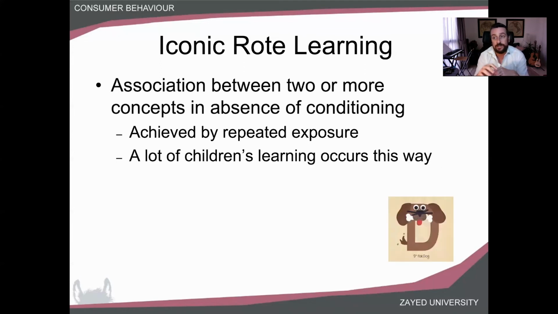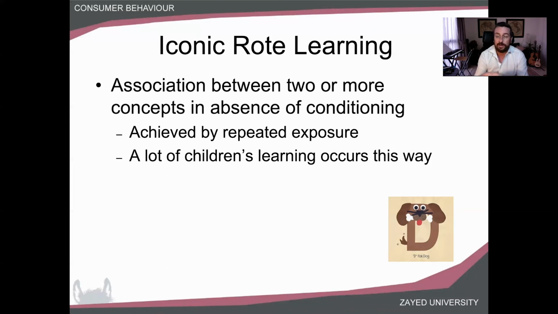A lot of children's learning actually happens this way. I have two young kids and I read them books and I say, what is that? It's a dog. What is that? It's an elephant. No, it's a cat. Through repetition over and over again, they work out what things are. It's the same way we learn a language. If you're learning a second language, it's through iconic rote learning, through repetition, you're learning what all the nouns are. Very little critical thinking goes on with learning a language.